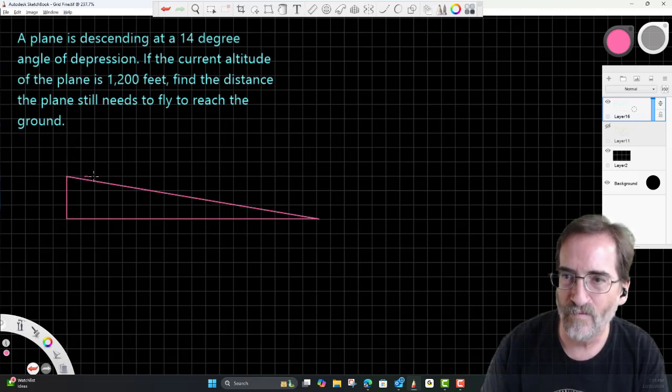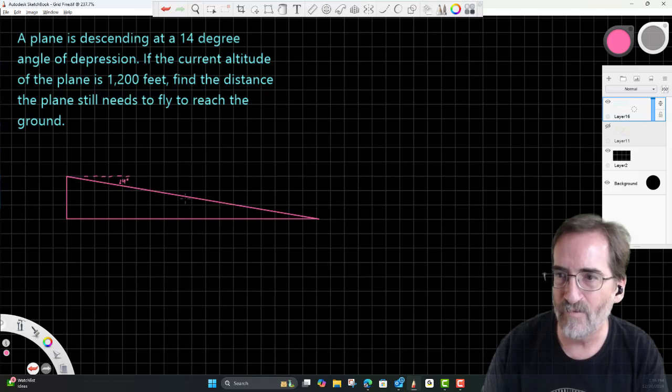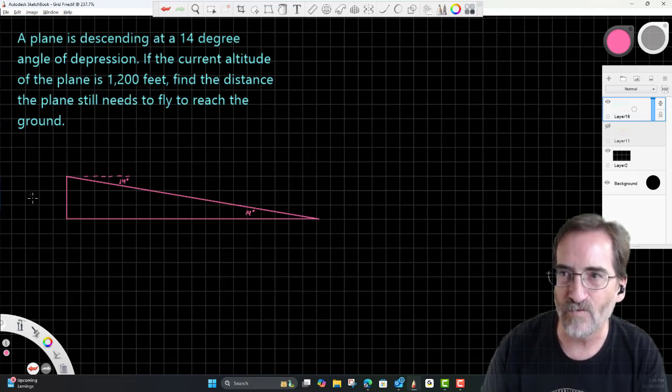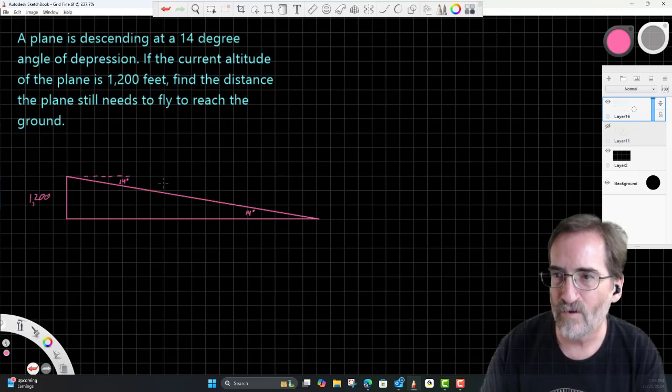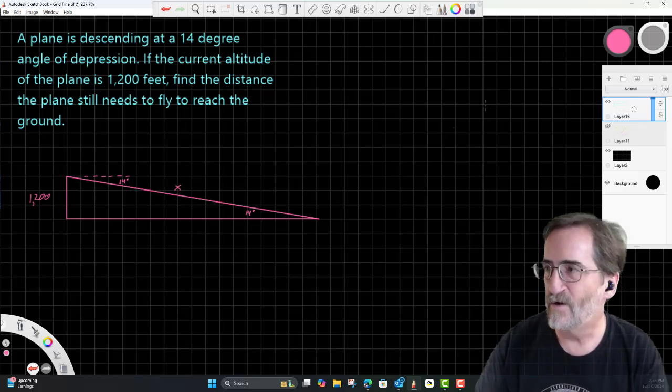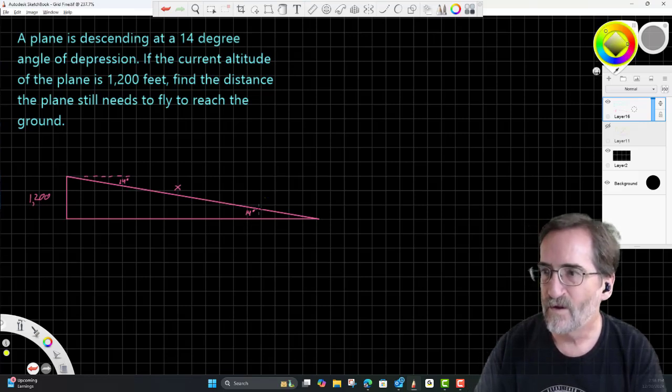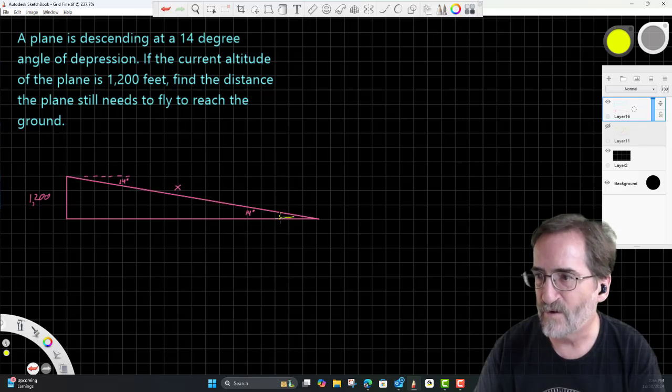So this angle is 14 degrees. That means alternate interior angles are equal because the lines are parallel. This angle is 14 degrees. This height is 1,200 feet. And we're looking for this length right here. We'll call this x. Now 14 degrees is the reference angle.